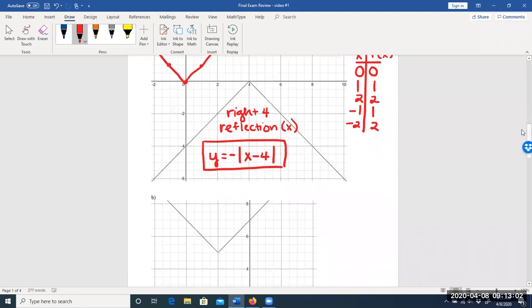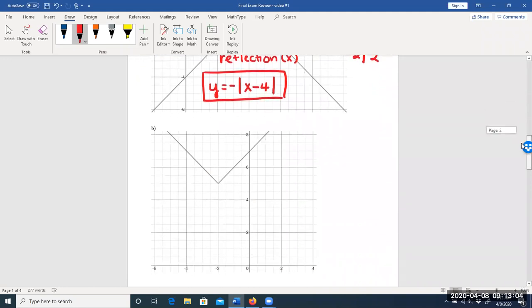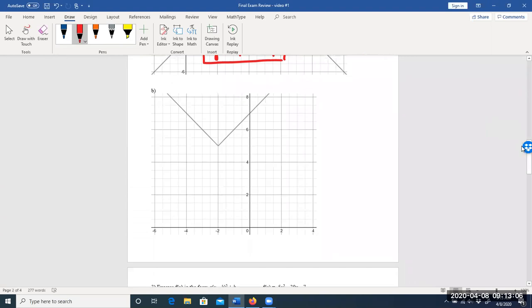All right, last one like this, same parent function. Remember our parent function was (0, 0), (1, 1), (2, 2), (-1, 1), (-2, 2). We got a V-shaped graph. Oh, goodness, so hard to make straight lines using this pen here.